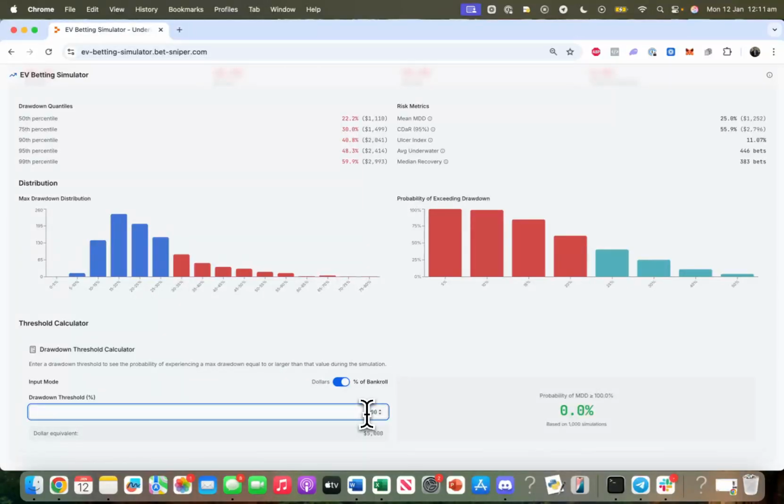So the EV simulator is a great way to give you perspective on the reality of EV betting. It's going to help you set realistic expectations, choose a staking plan you can survive, and avoid getting shaken out by normal variance. So plug in your numbers and give it a go.